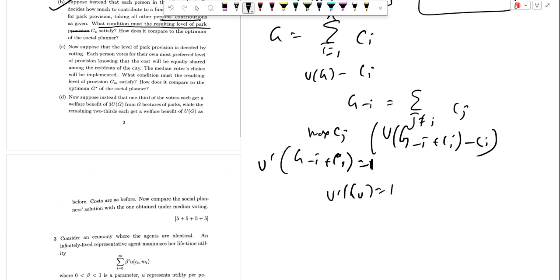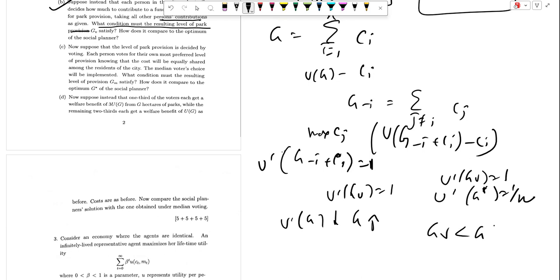Comparing G_v and G star, we have U'(G_v) equal to 1 and U'(G star) equal to 1 by N. So U is strictly concave and strictly increasing, so U'(G) decreases as G increases. Therefore G_v is less than G star.